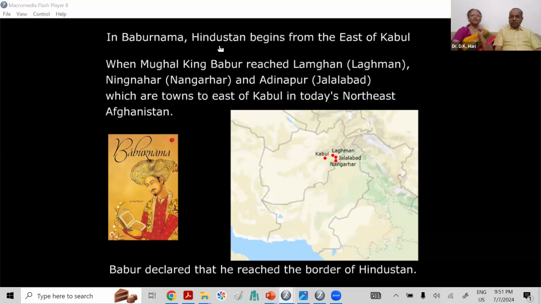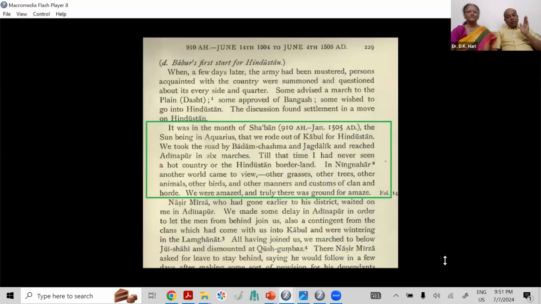So in the Babarnama also he mentions, which is much, much later, of course, quite close to present times, 500 years back, we have Hindustan. He says Hindustan begins from the east of Kabul then. And when the Mughal king Babur reached Lamghan and all that, these are towns to the east of Kabul in today's northeast Afghanistan, that is when he says that he has reached the border of Hindustan. That is, mind you, today's Afghanistan is what he calls the border of Hindustan. So it has actually come down a little bit from Astachal in his times itself, 500 years ago, which was still Astachal 1,000 years ago. We'll see that now.